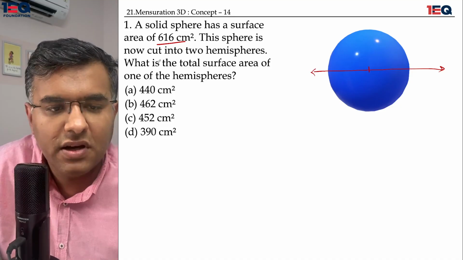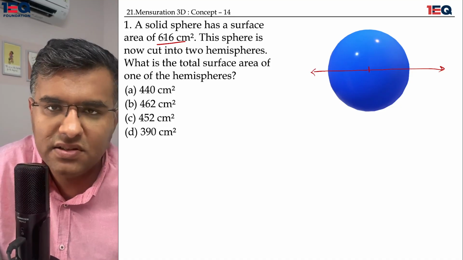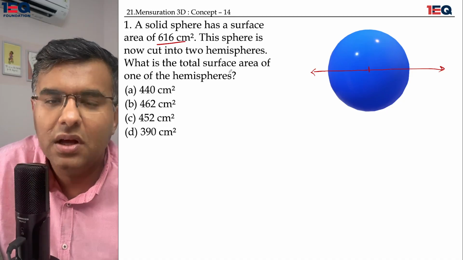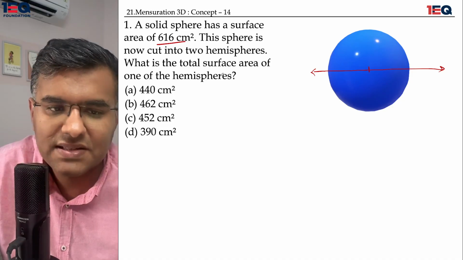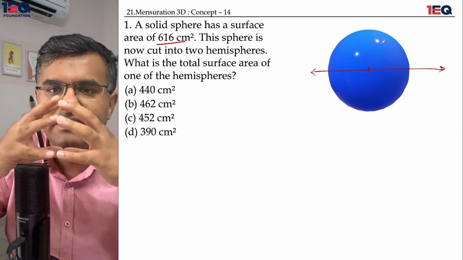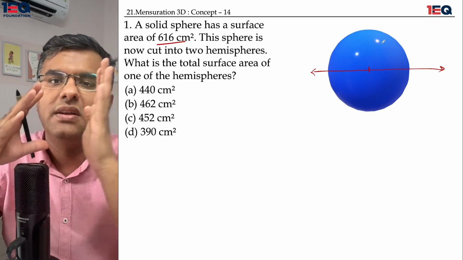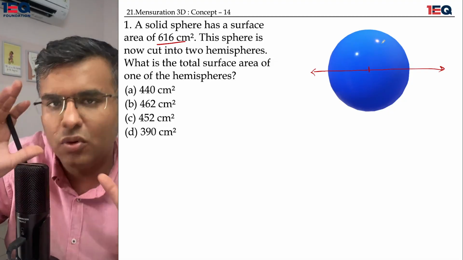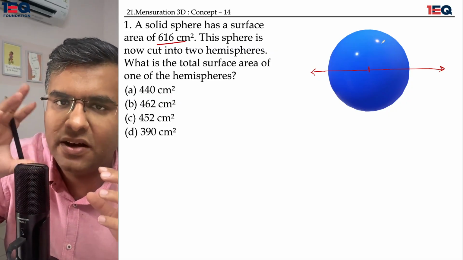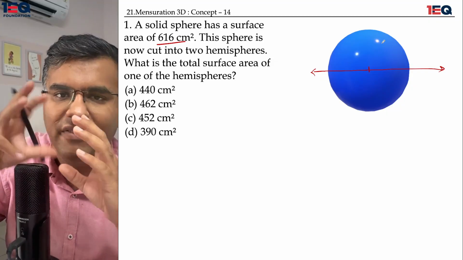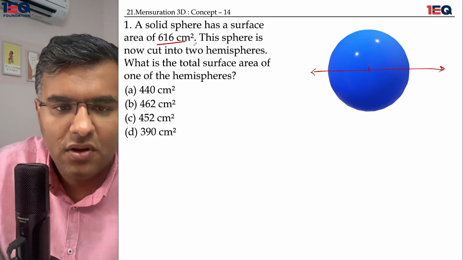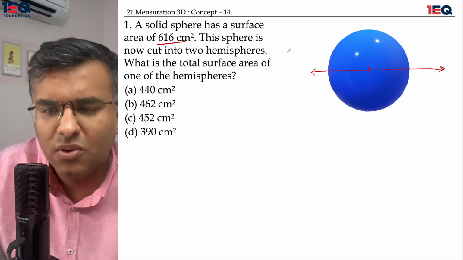Some people are simply going to cut it into two parts, 308, and say that one of the hemispheres is equal to 308. But we are missing out on a very essential point. That essential point is that when the sphere is broken into two parts, there is a new flat surface occurring on both sides. If you know the area of that flat surface, you can easily add it up with the curved surface area of the hemisphere. So for that particular reason, the sphere is now cut into two hemispherical halves.